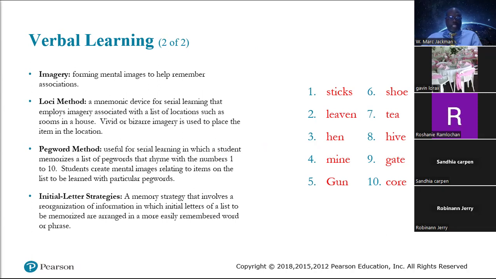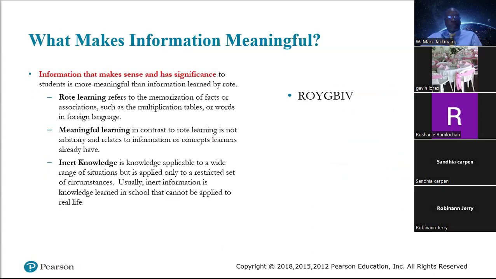And of course, the initial letter method, a memory strategy that involves reorganizing the information, in which the initial letters may be memorized or arranged in a word or something that will be easily memorized. So when you remember the letter, you remember the word that it is associated with. So these are the four methods of verbal learning.